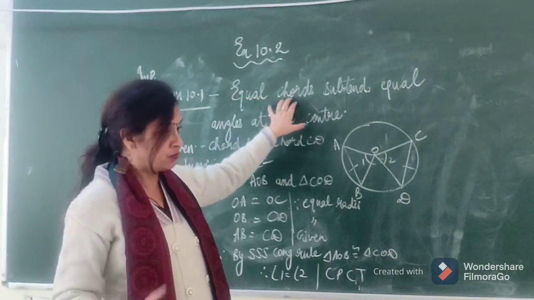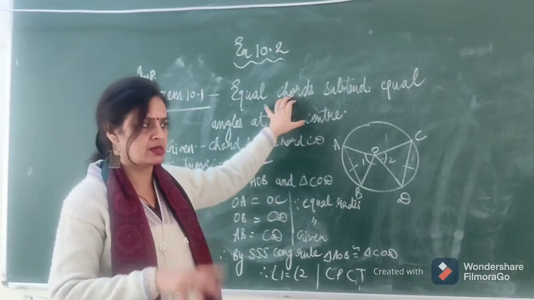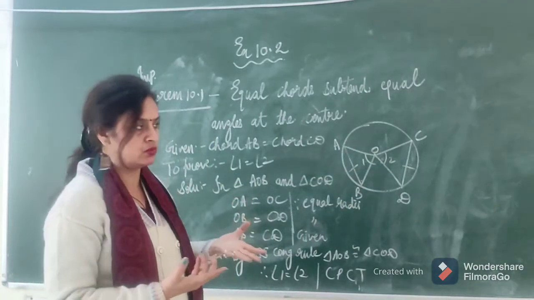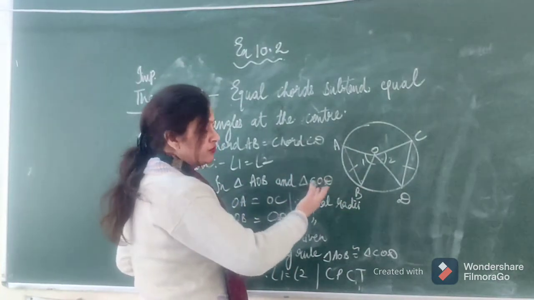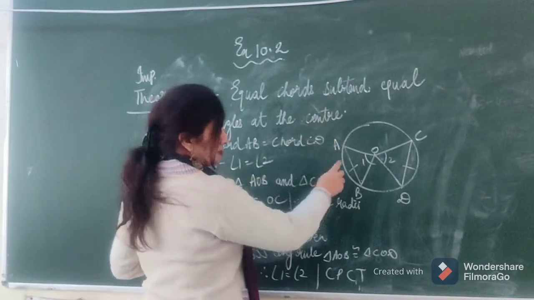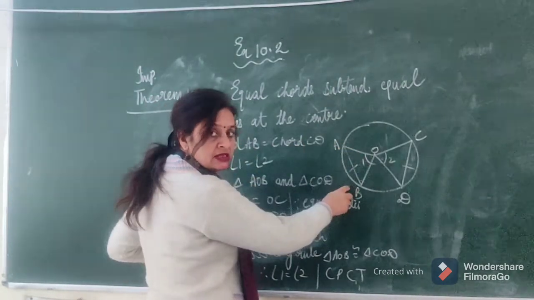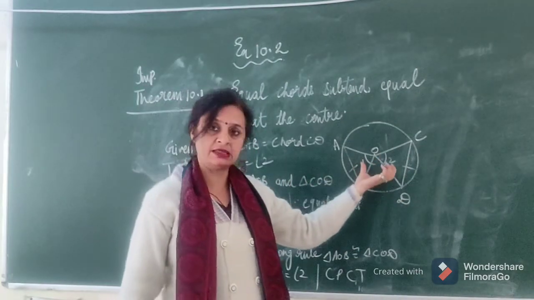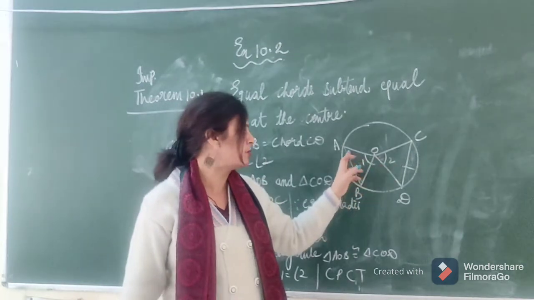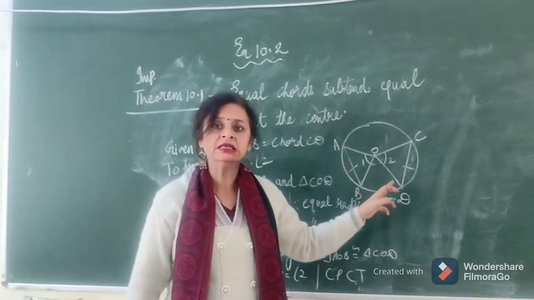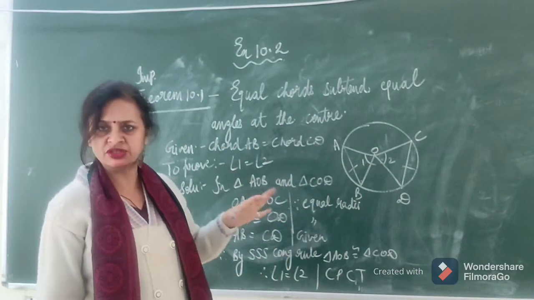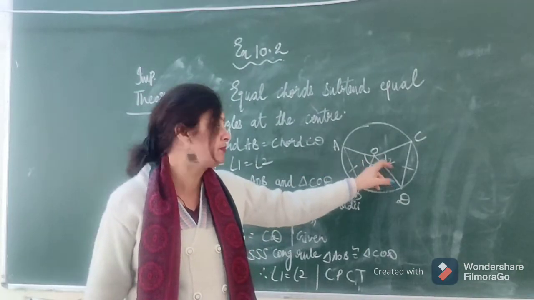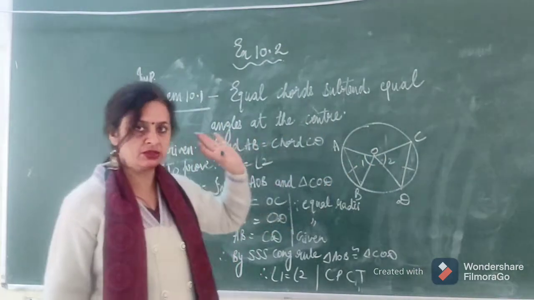Now, equal chords are given to you. It is not specified that two are given, so we are going to take two equal chords because it will be easy to prove the theorem with two equal chords. They subtend equal angles. So AB is subtending angle AOB at the center and CD is subtending angle COD at the center. You have to prove that they are subtending equal angles at the center, that is, you have to prove angle AOB is equal to angle COD. I would suggest that instead of writing the full name, you write angle 1 and angle 2 because it will take less time. So you may write angle 1 is equal to angle 2.